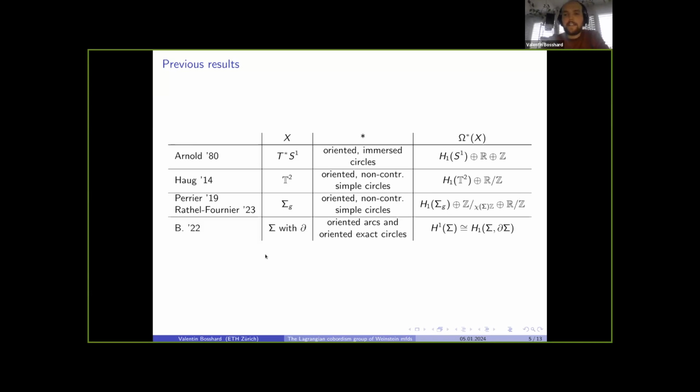Then I also tried to look at what happens for surfaces with boundary, so Liouville manifolds in dimension 2. And because we have a non-compact manifold, maybe you want to allow not just Arnold's compact circles, you also want to allow non-compact Lagrangian submanifolds. So you want to allow some arcs that go from boundary to boundary, but you just consider exact Lagrangian submanifolds, so just exact circles.